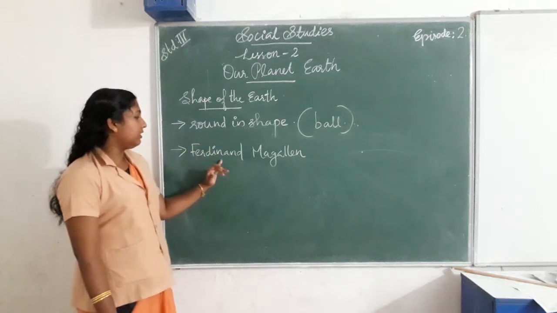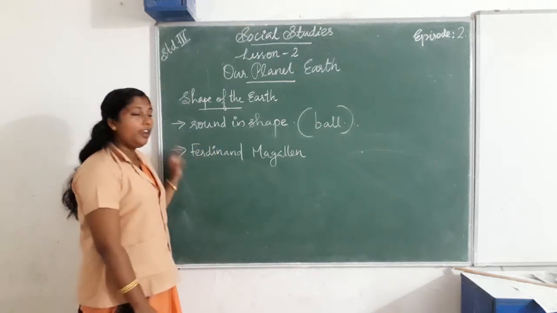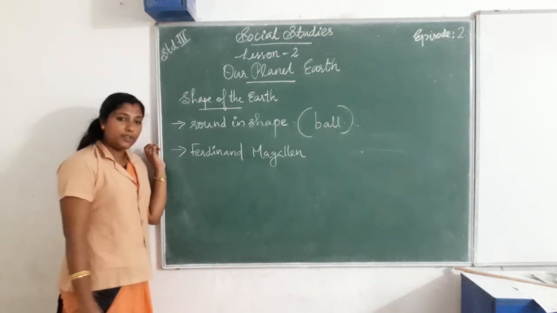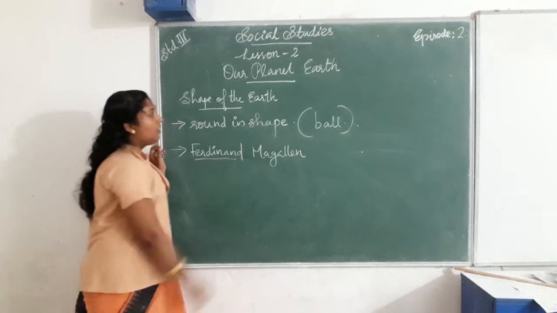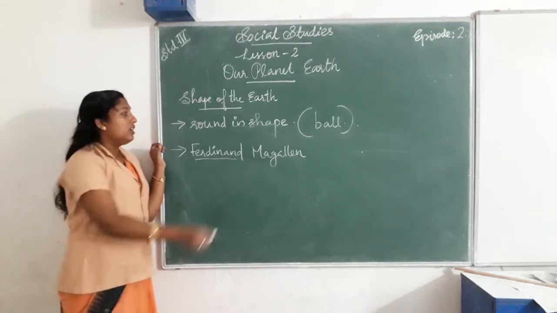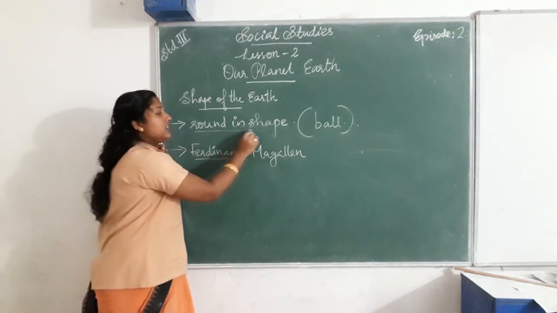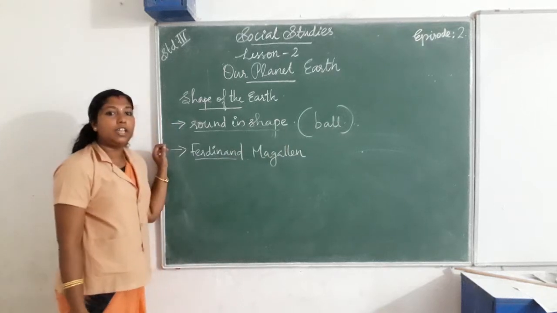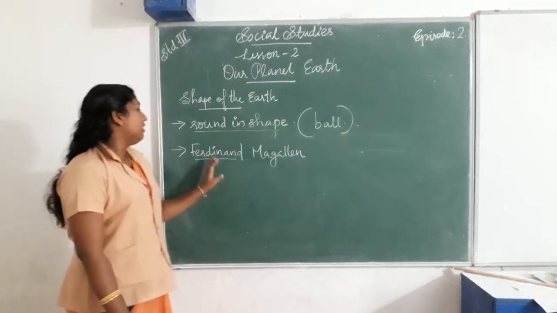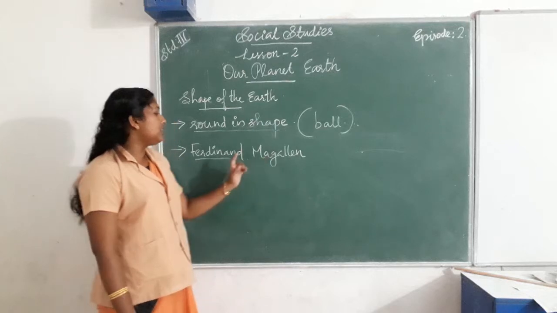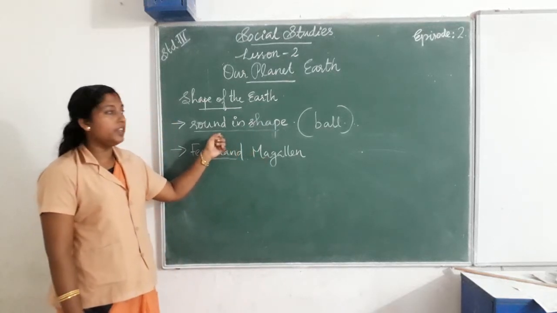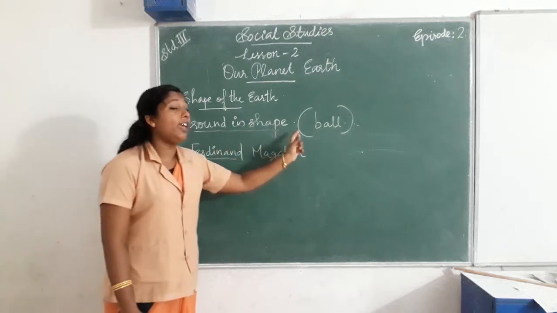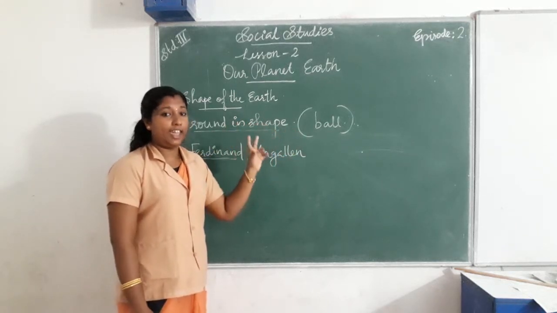Who discovered Earth is round in shape? Ferdinand Magellan. What is the shape of the Earth? The Earth is round in shape. Okay, listen. Ferdinand Magellan discovered Earth is round in shape and it looks like a ball.